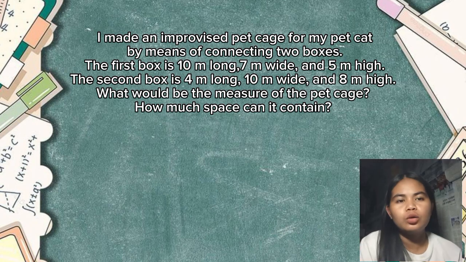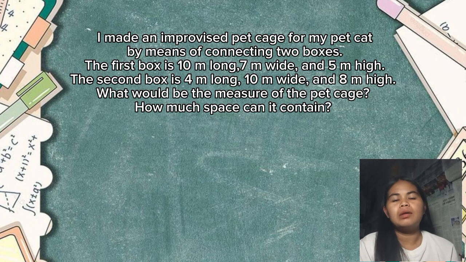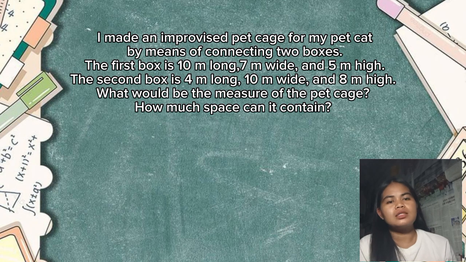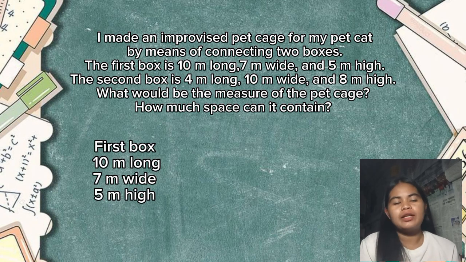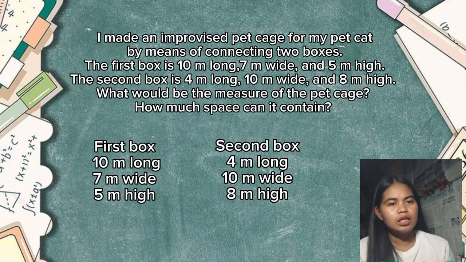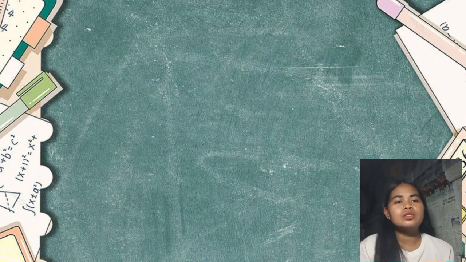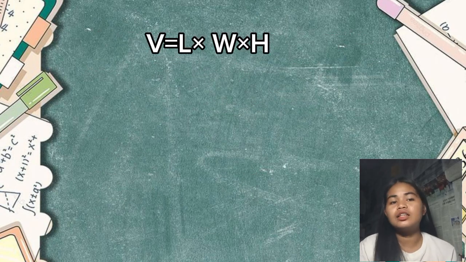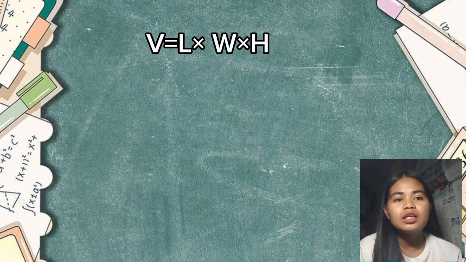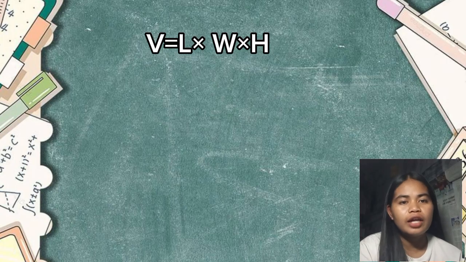So he made a cage for his cat. Here are the measurements for the first box, then for the second box. So now, guys, let's find the measure of the pet cage and how much space it has. For this, we will use the formula of rectangular prism where V equals L times W times H.